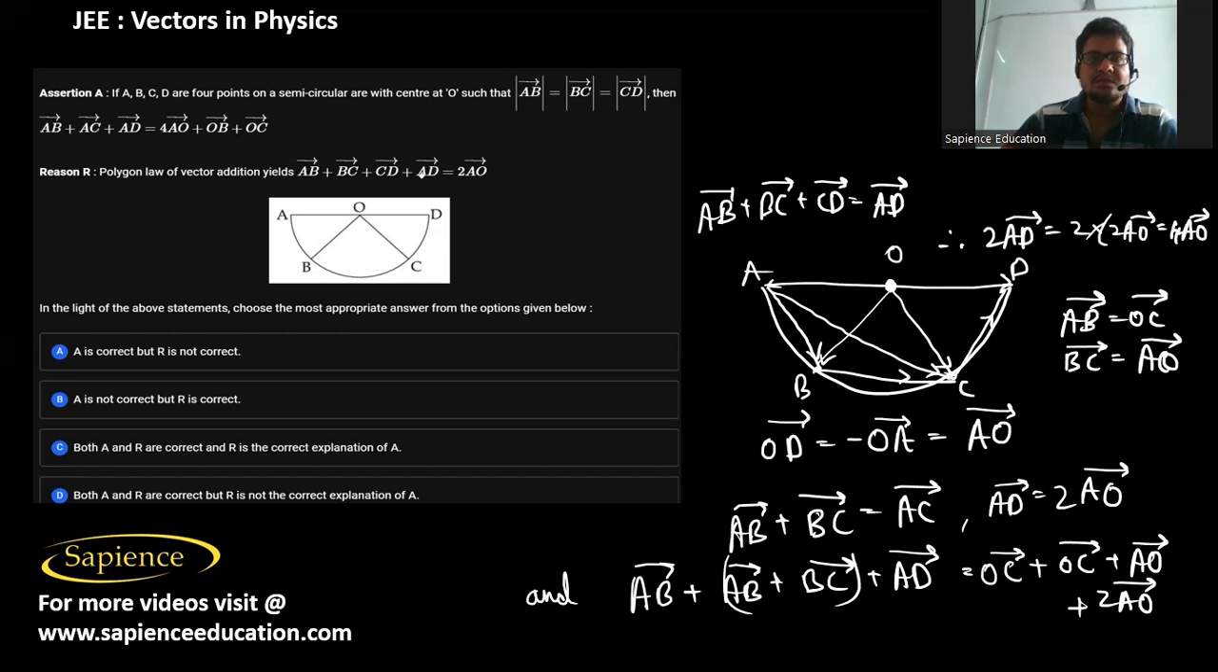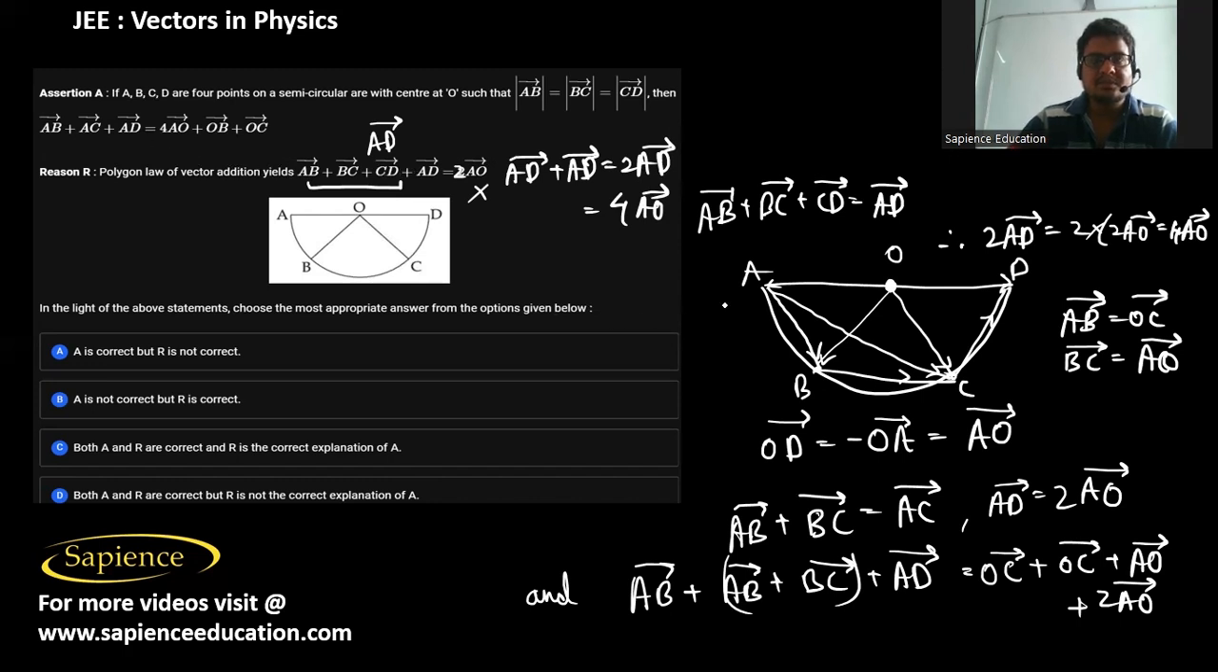So it means that AB plus BC plus CD, now this part is equal to AD. So AD plus AD that will be equal to 2AD, which will be equal to 4AO. But here it is told 2AO, so it is wrong. So it means that the statement R is not correct.